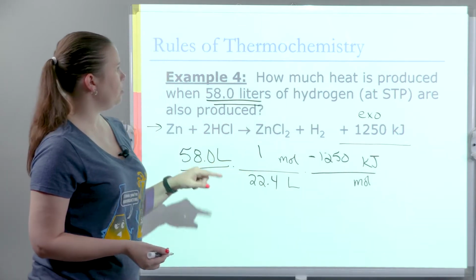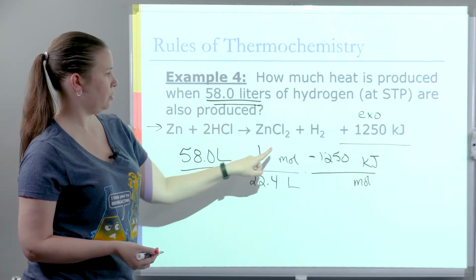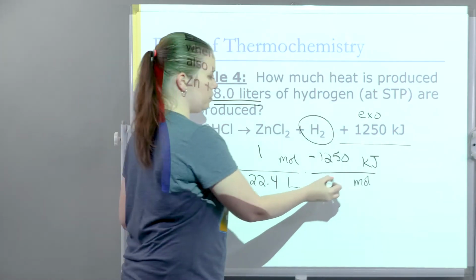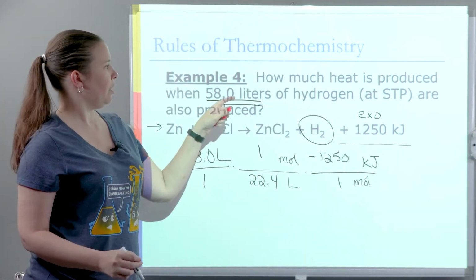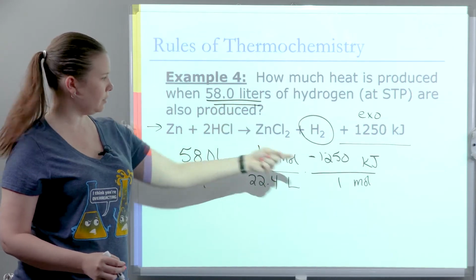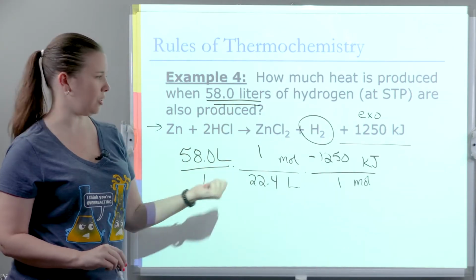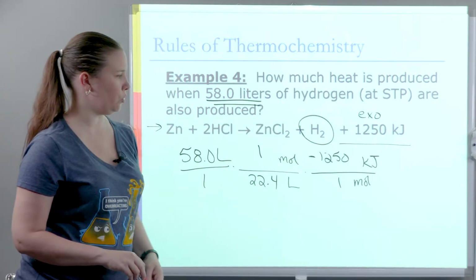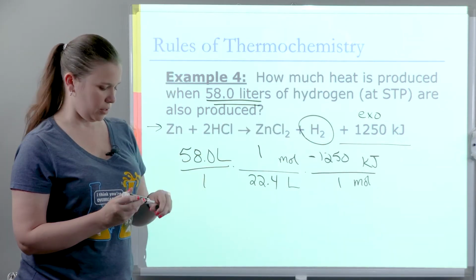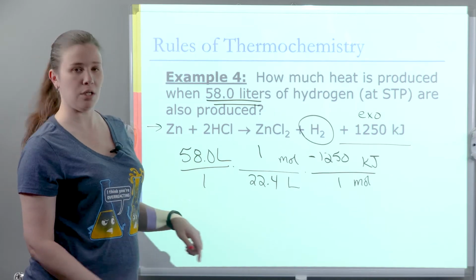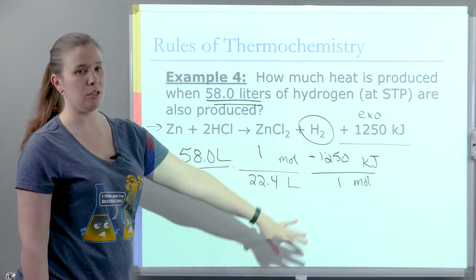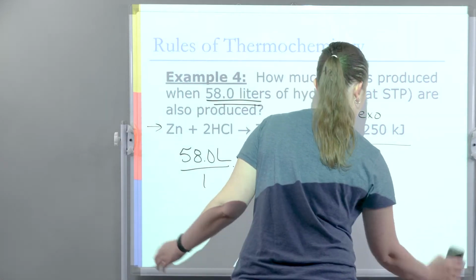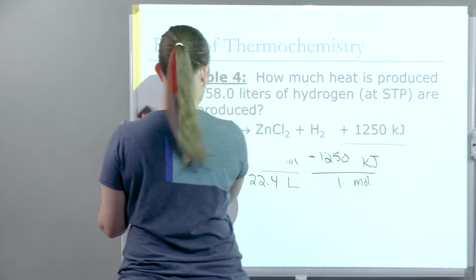Now, how many moles? This was liters of hydrogen. So our hydrogen is right here, and it has a coefficient of 1, so that's just going to be 1 mole. If this were liters of our hydrochloric acid, then we may need to use that 2 coefficient. But the hydrogen is our gas here, so it's got the 1 mole. So now we need to crunch this one in the calculator and figure out how much energy, and notice that the negative sign would still be present in our final answer. So let's get that in the calculator.